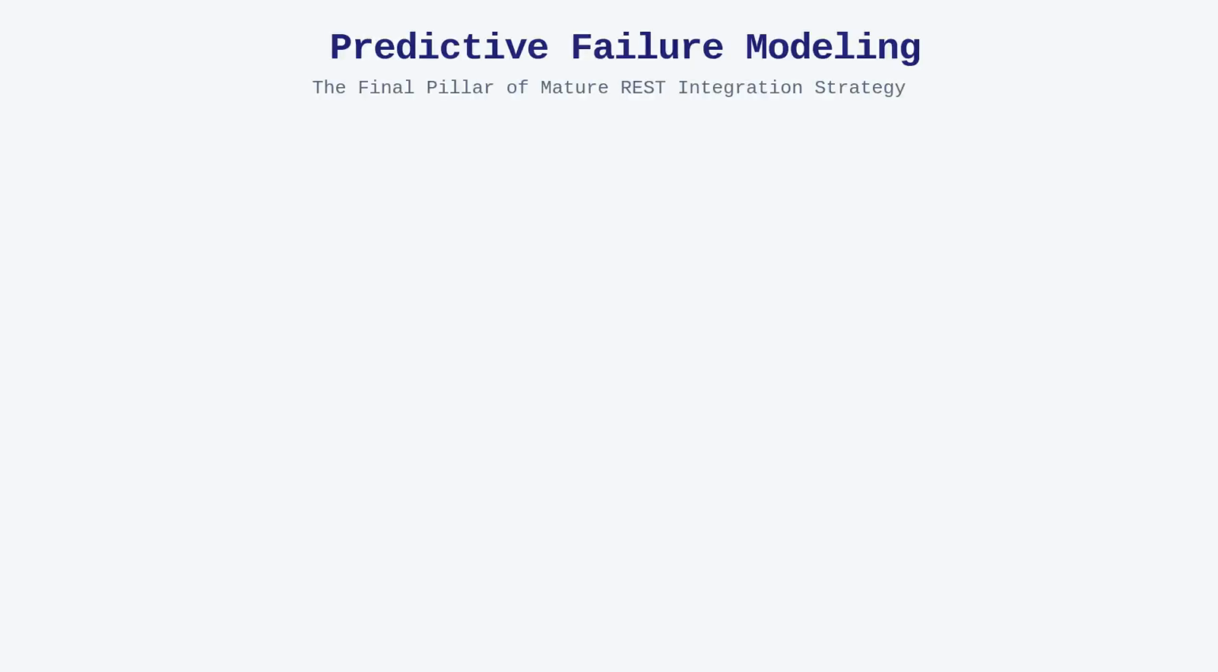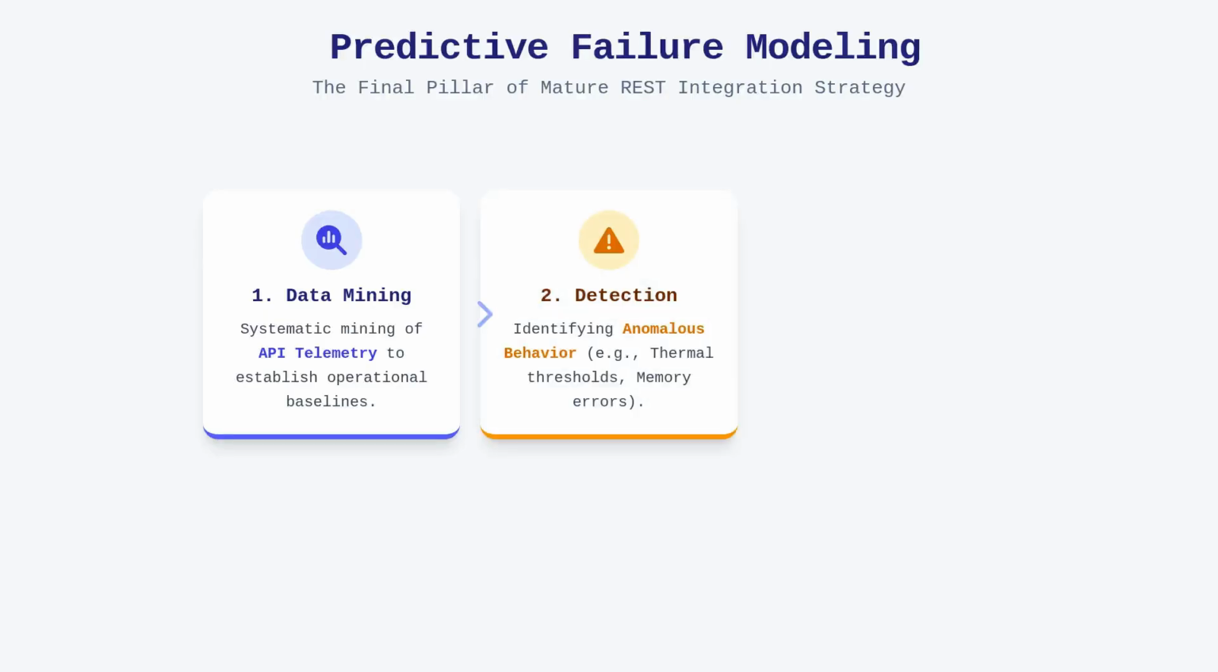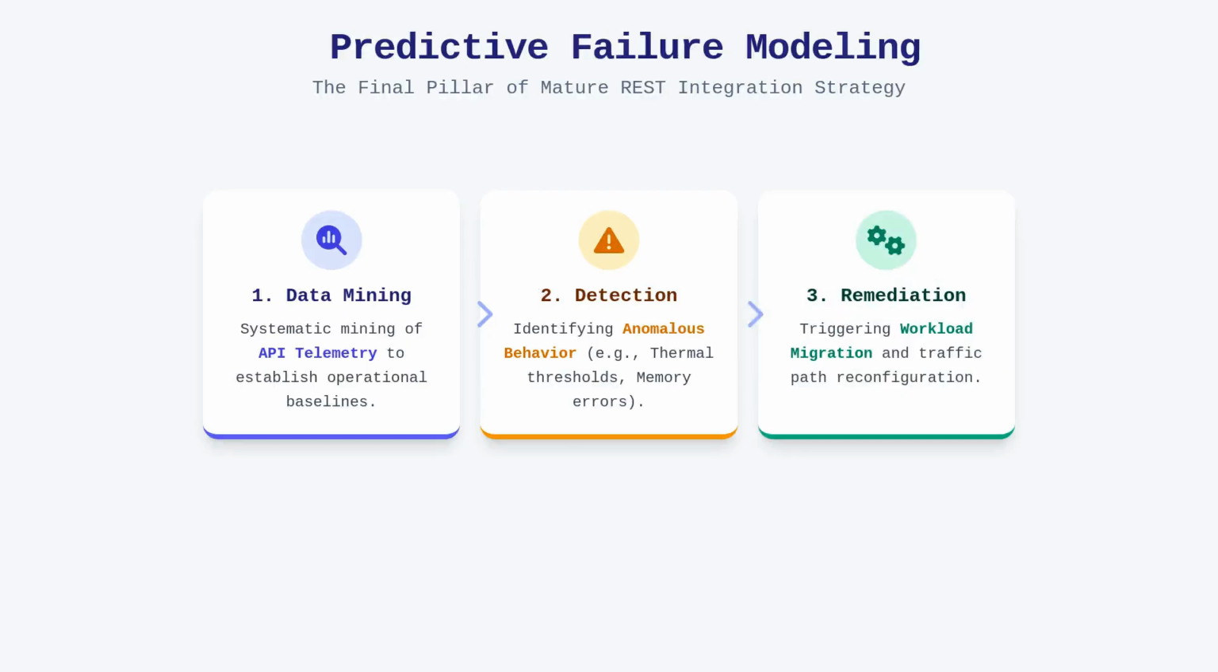Predictive failure modeling is the final pillar of a mature REST integration strategy, as it relies on the systematic mining of operational data provided through API telemetry. By regularly querying health indicators and performance metrics, you create a baseline for normal operations that makes anomalous behavior immediately apparent. When the API returns a status code indicative of a potential failure, such as thermal thresholds being crossed or memory error rates climbing, the integration ecosystem should be automated to trigger remediation workflows.